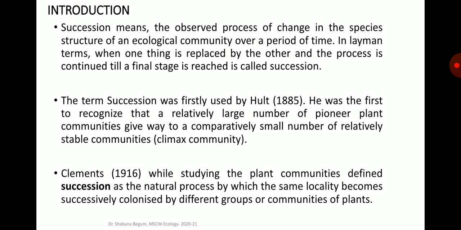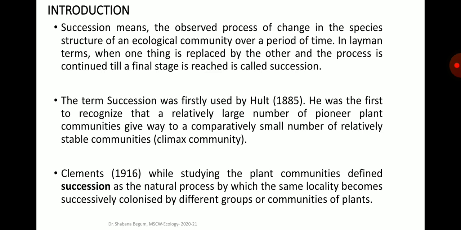The term succession was first used by Hult in the year 1885, and he was the first to recognize that a relatively large number of pioneer plant communities give way to a comparatively small number of relatively stable communities. That's called the climax community. Clements in the year 1916, while studying the plant communities, defined succession as the natural process by which the same locality becomes successively colonized by different groups or communities of plants.